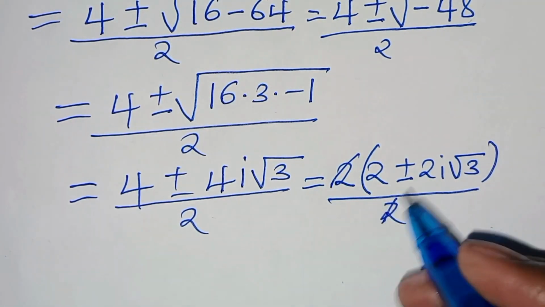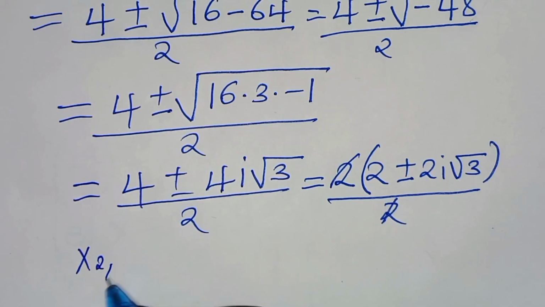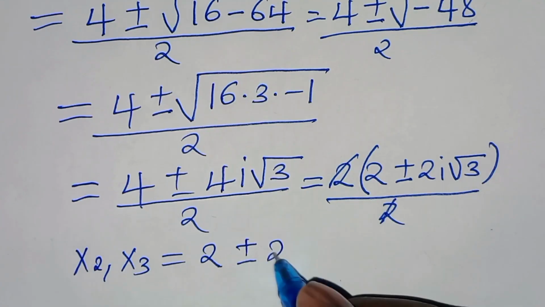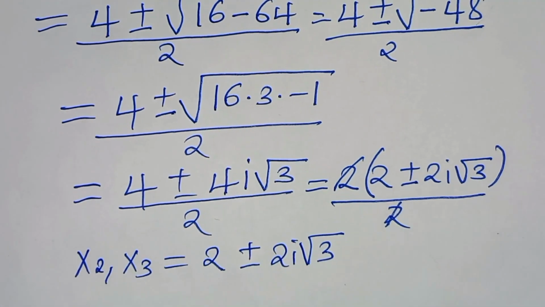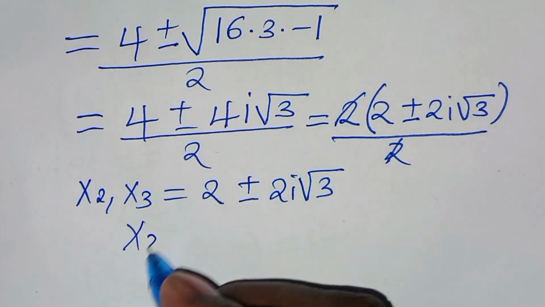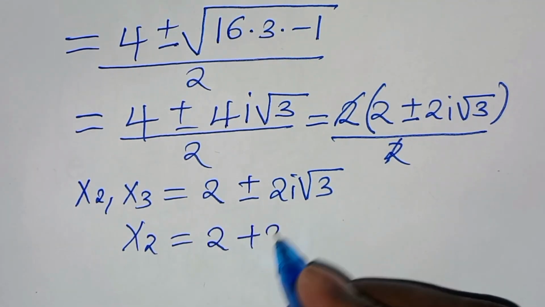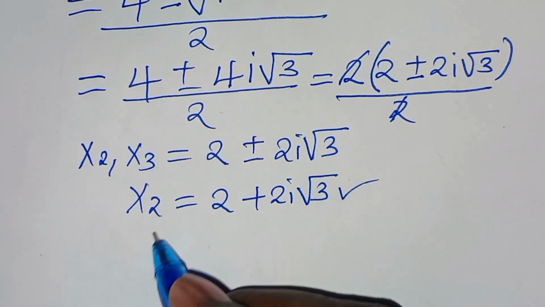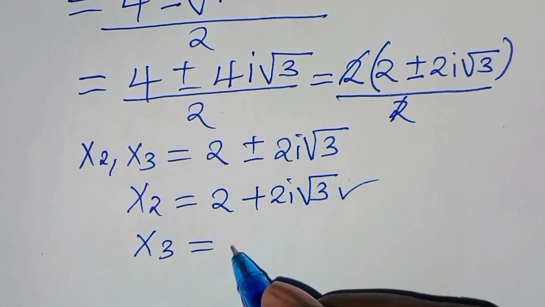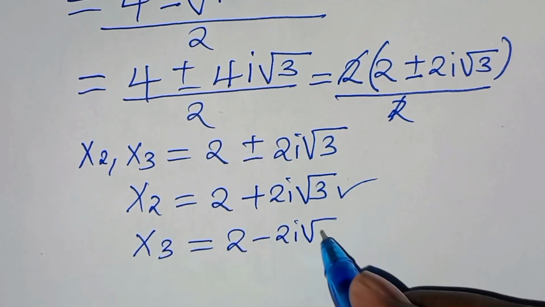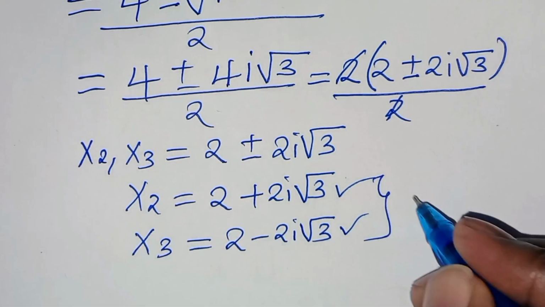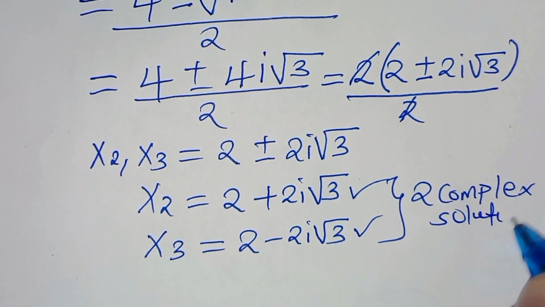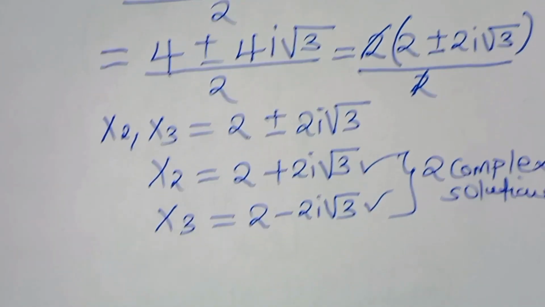So let's simplify here so that x2, x3 is equal to 2 plus or minus 2i square root of 3. So this implies that x2 is equal to 2 plus 2i square root of 3. So this is the value of x2, and we have x3 is equal to 2 minus 2i square root of 3. So these are the two complex solutions for case 1.